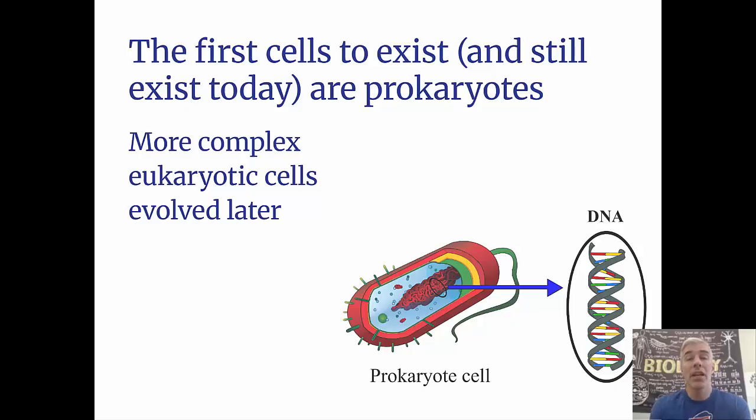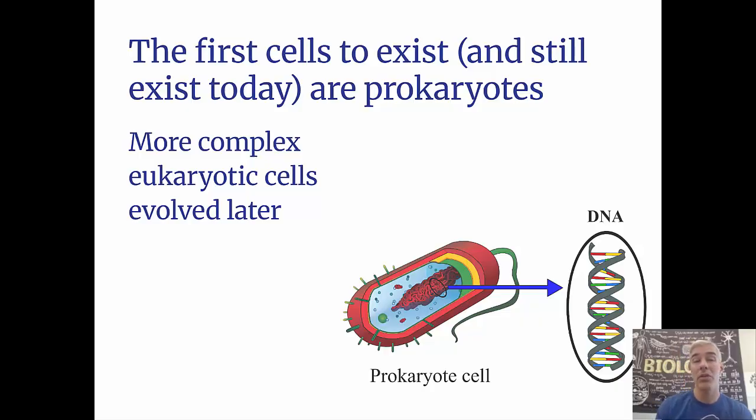So the first cells to exist, and these still exist today, are prokaryotes. Prokaryotes are things like bacteria. They are very simple. They're basically, and we'll talk about this in a second, you'll list it, DNA surrounded by a cell membrane. There's a bunch of ribosomes in there for making proteins. There's a cell wall on the outside. They have cytoplasm, but that's pretty much it. They sometimes have substructures like cilia and flagella for movement, but they're pretty simple organisms, and they're only single cellular.